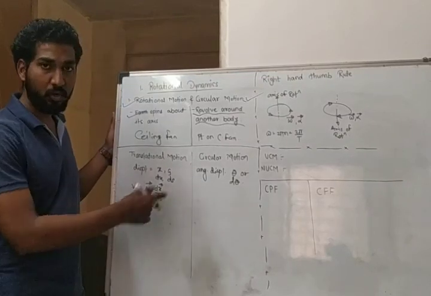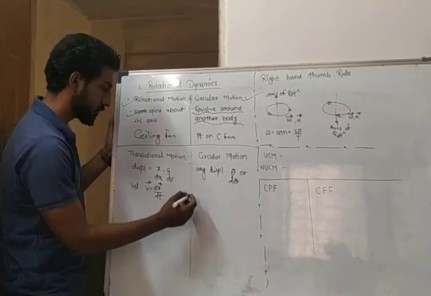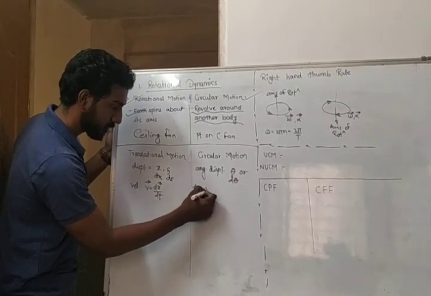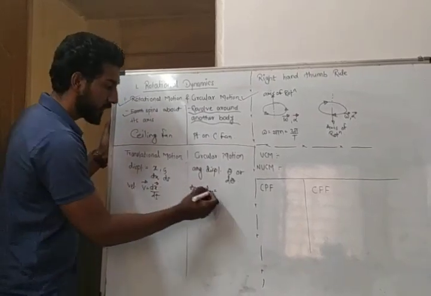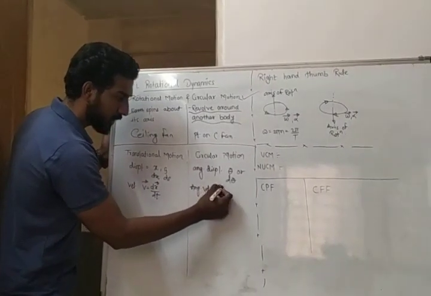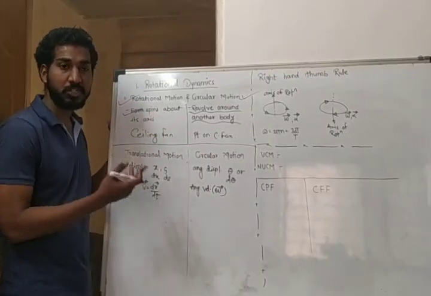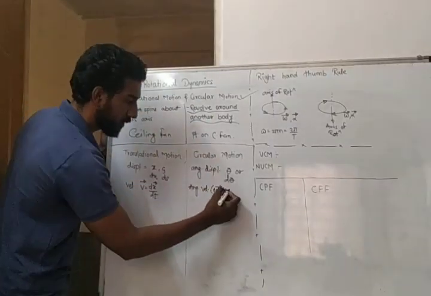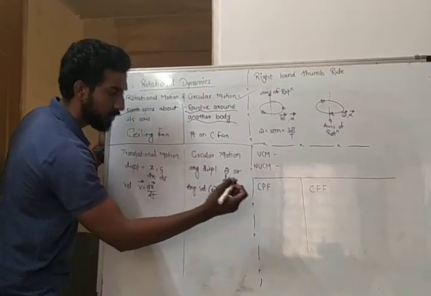In the case of circular motion, the velocity is again there, but the name is given as angular velocity. The notation for angular velocity is omega. Again it is a vector quantity. The formula is the same, displacement upon time, but which displacement? Angular displacement. So it will be angular displacement upon time.